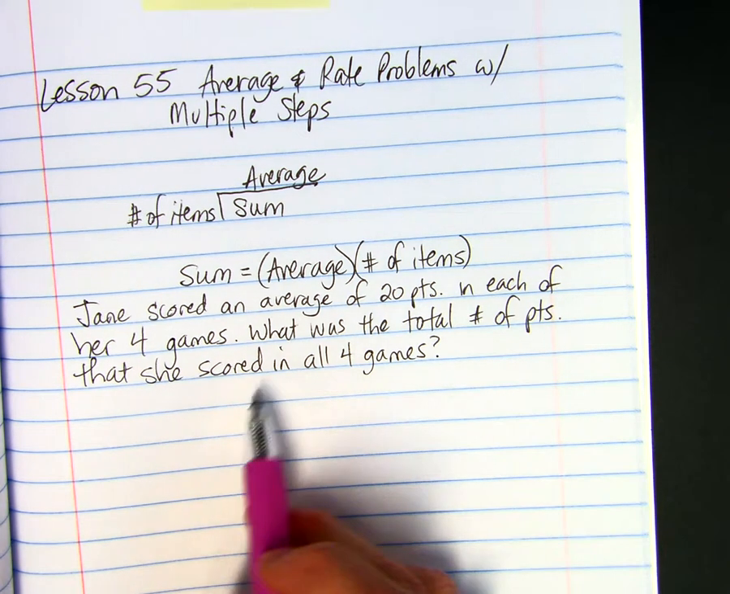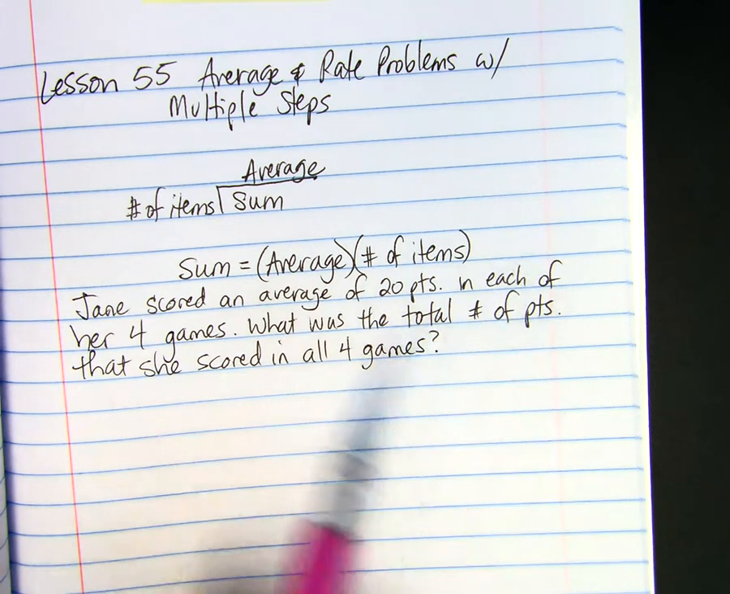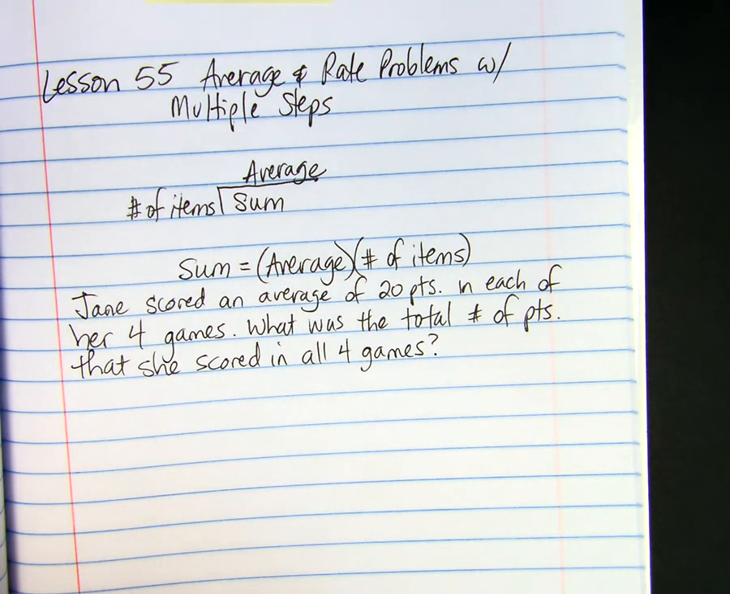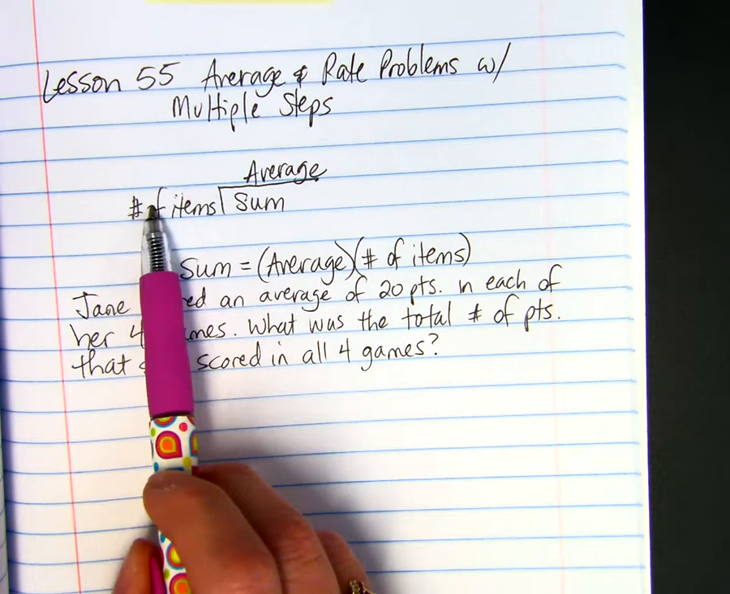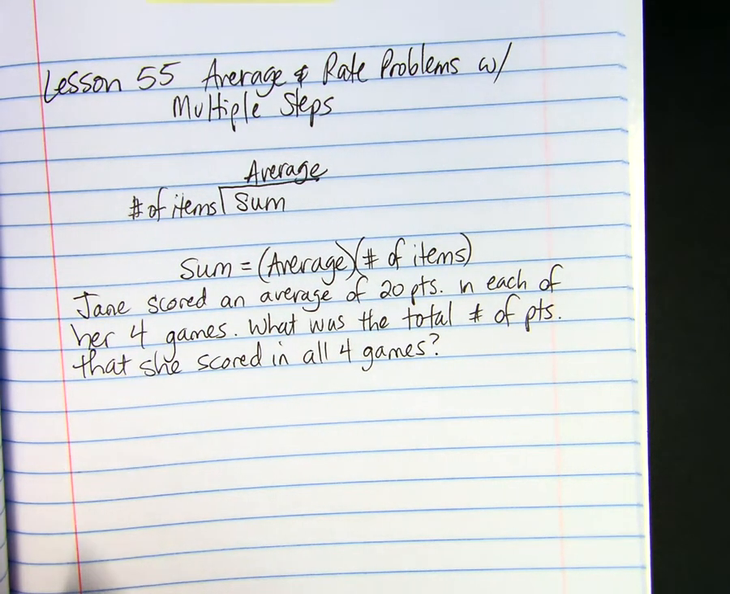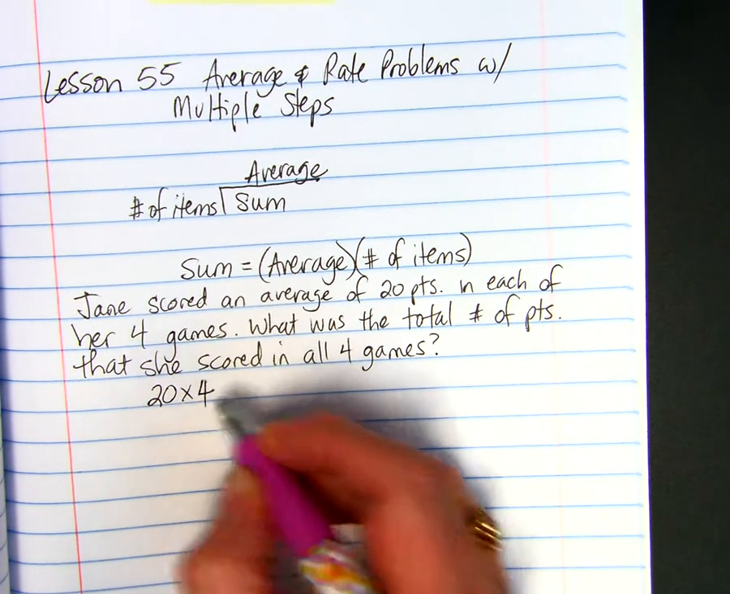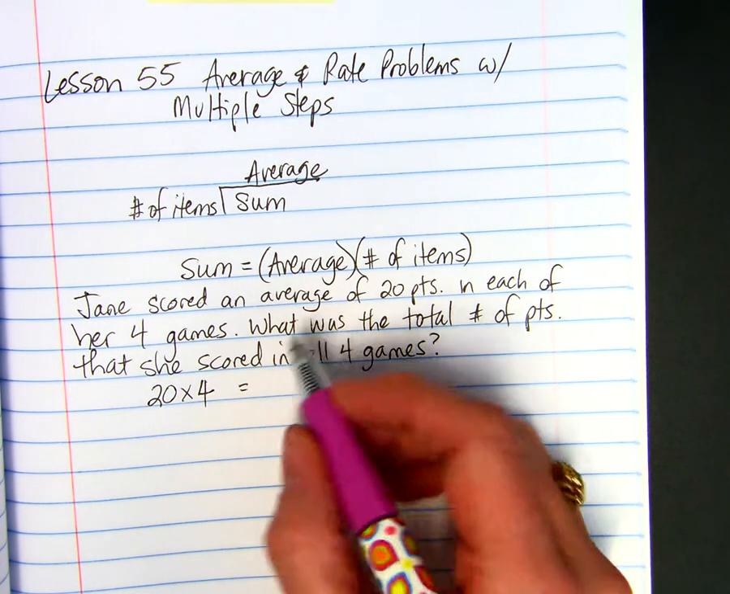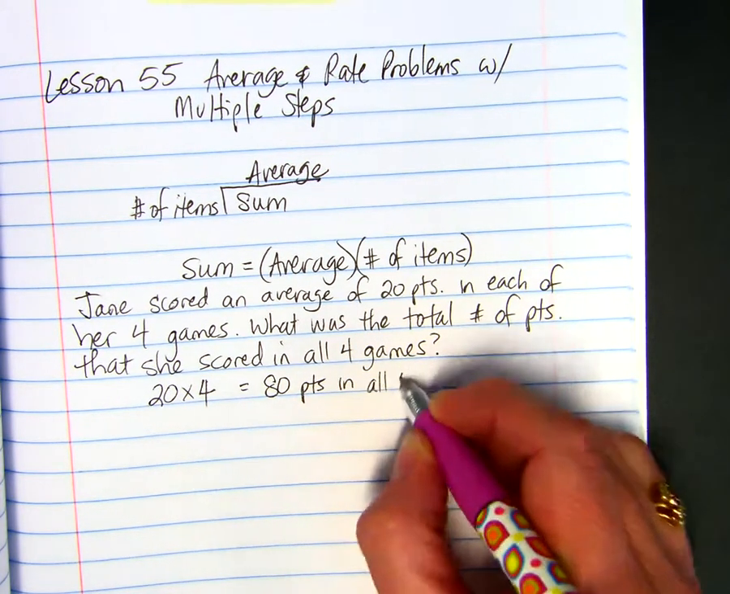So to find the total number of points, we have to take the number of items times this average. Because we're trying to find the total, and the total would be the sum. So you have to multiply 20 by 4. So it equals 80 points in all 4 games.